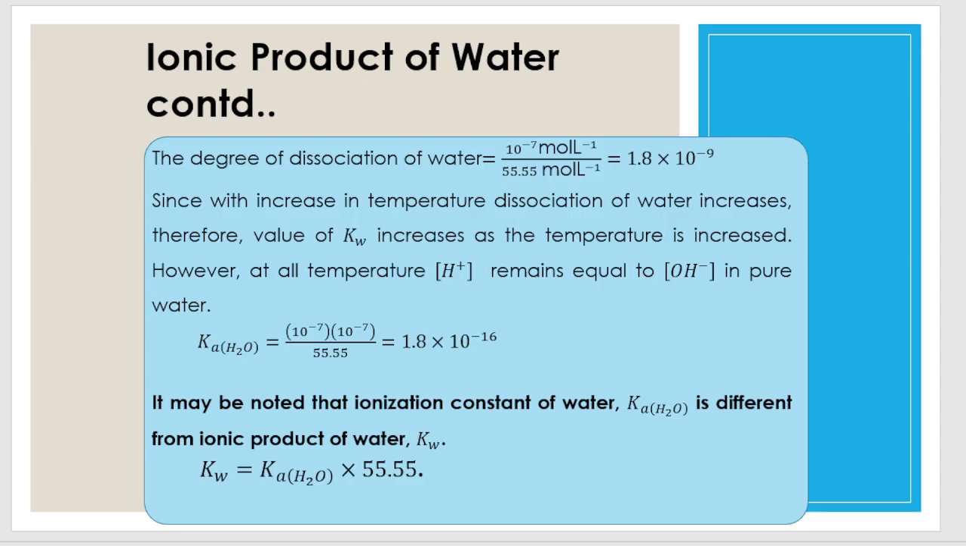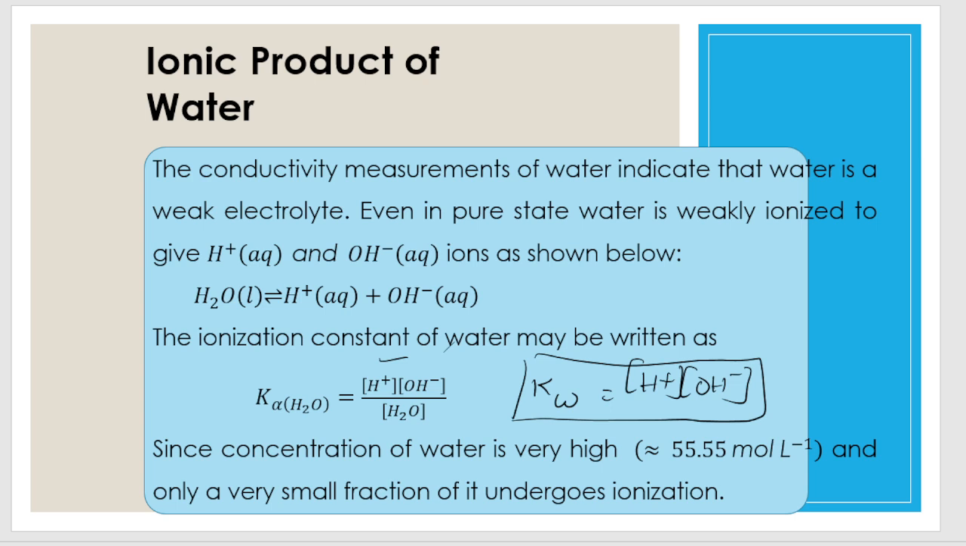Ionic product of water we came to know, and we already know about the dissociation constant of water, right? What is the dissociation constant of water? See here, why are we getting this 1.8 into 10 to the power of minus 16, and what is this 55.55? Let us see. We already discussed that the concentration of water is very high, that is 55.55 moles per liter.